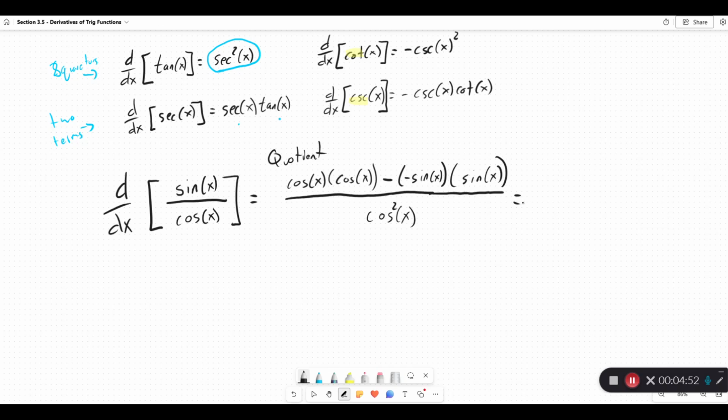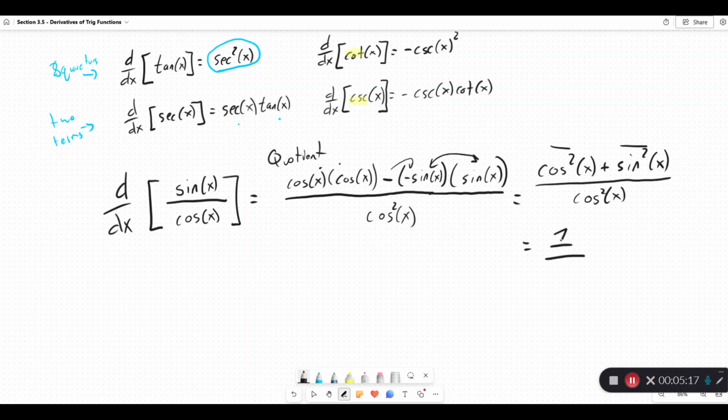Now, how do we simplify this? Cosine times cosine, that's cosine squared. Minus times minus is plus. Sine times sine is sine squared. And it just so happens, according to the Pythagorean theorem, cosine squared plus sine squared is 1 over cosine squared x, aka what I would call secant squared.